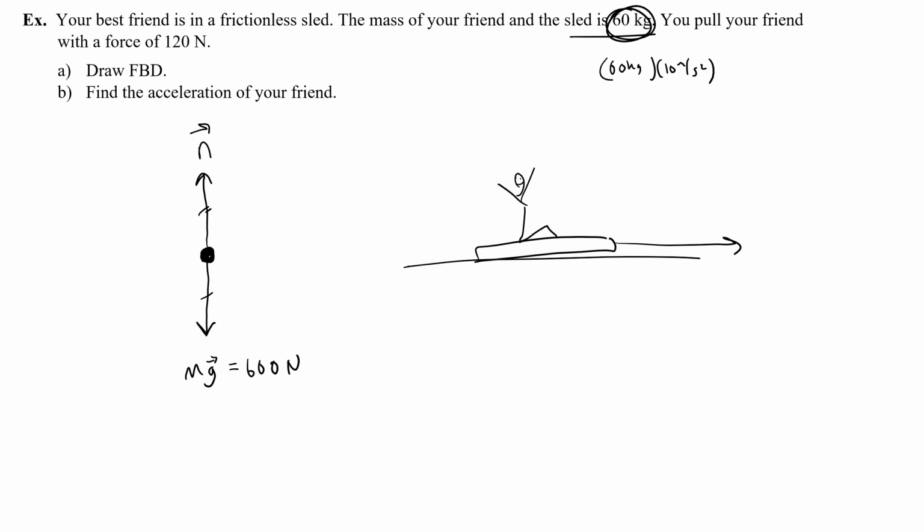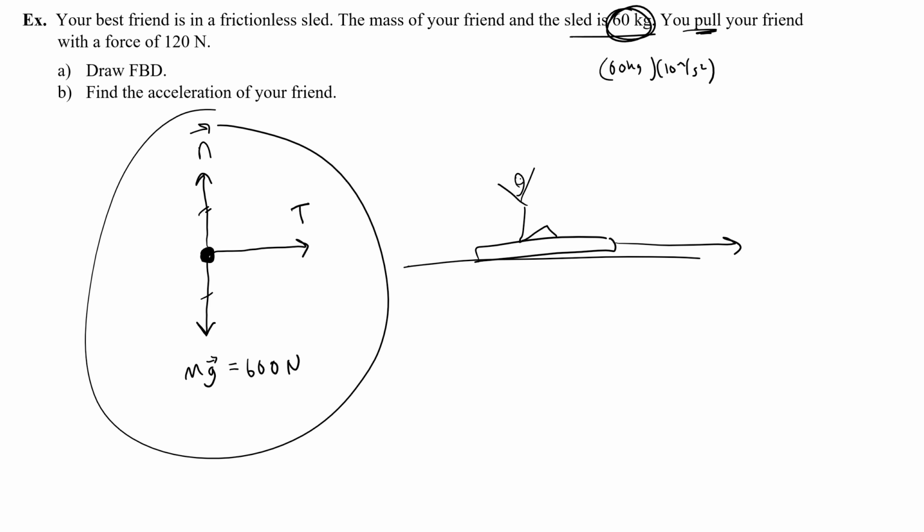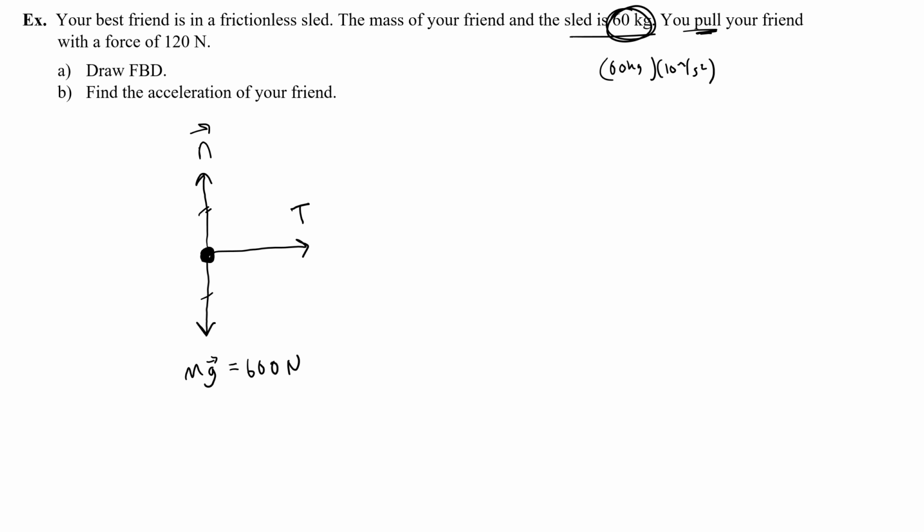Okay, but what about the forward force, the pull? Well, I would draw that force to the right, and instead of calling it an applied force, I would call it tension because it says you're pulling, and there's probably a rope involved. So T for that pull. First of all, correct, this is the free body diagram, good job. So how do I find the acceleration?